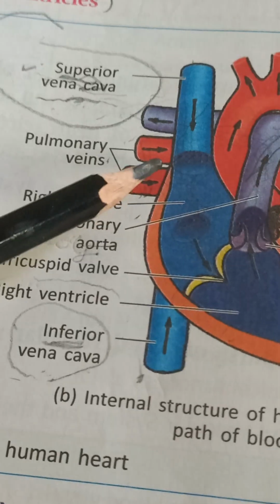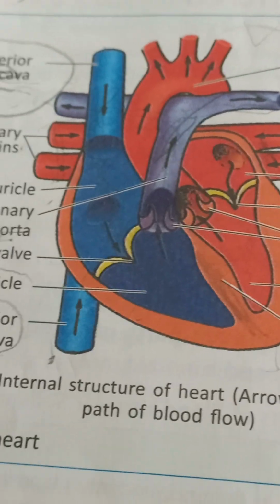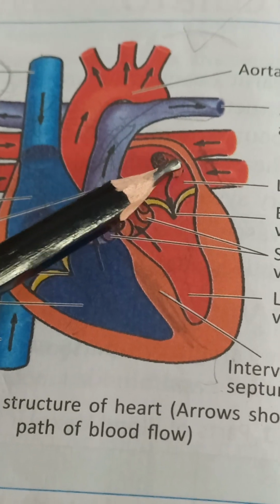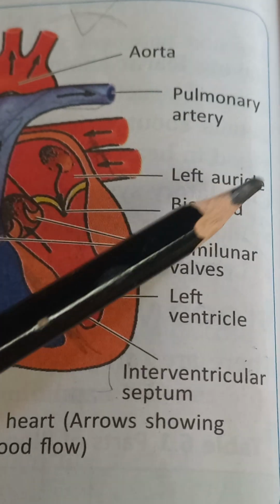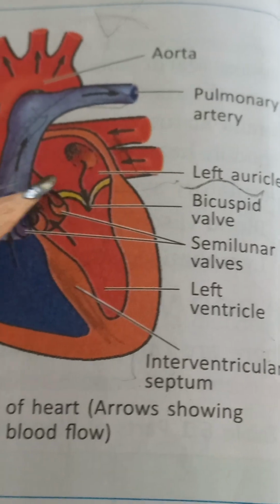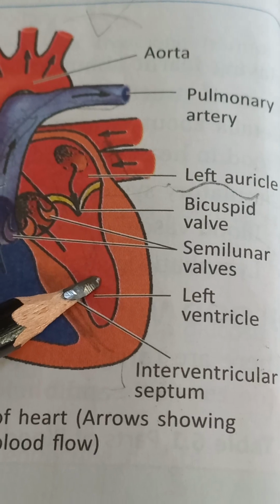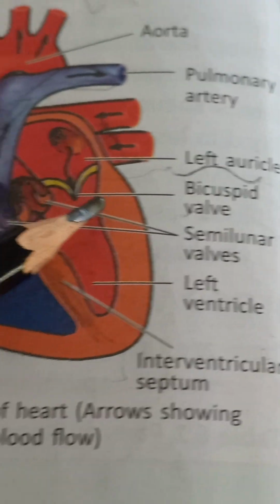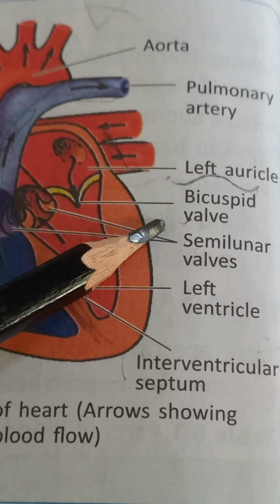How many? 1, 2, 3, 4. Now see, the color has changed in the pulmonary veins. Why has it changed? Because now it is carrying oxygenated blood and it is entering the left auricle. Okay, so from the left auricle it has to go to the left ventricle, but there is a valve called the bicuspid valve. There is a valve at the junction of the left auricle and the left ventricle. It is called the bicuspid valve.